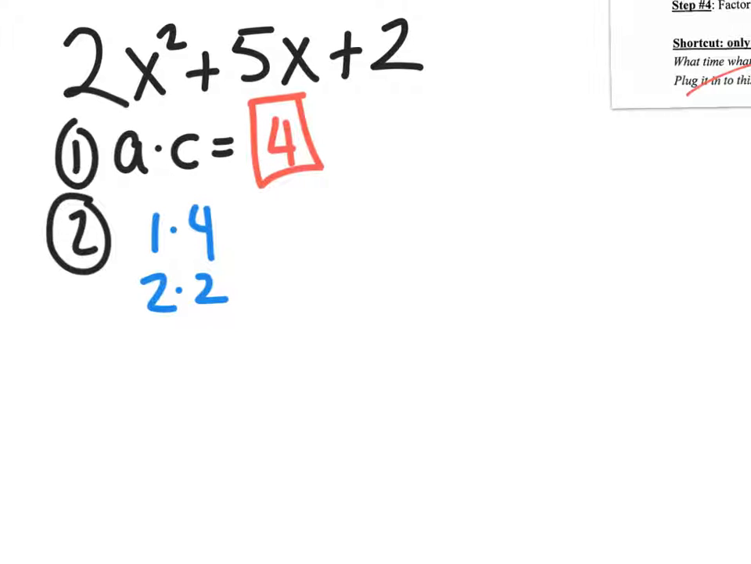Now, which of these pair of numbers gives us the middle value 5? The 1 and 4. So this is our answer for step 2. This is what we're going to use from here on out. So the answer for step 2 is the pair of numbers 1 and 4. Now, step 3 is where it gets really weird. Let's check out step 3 on our notes.